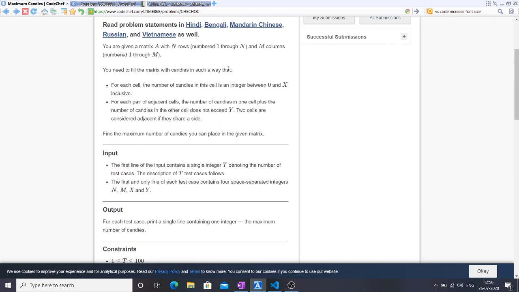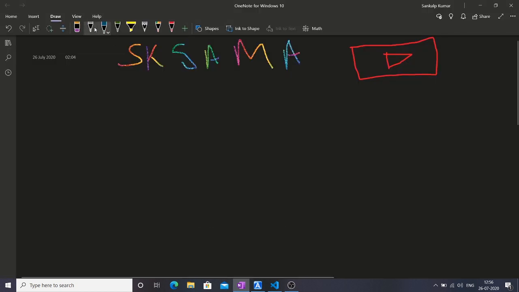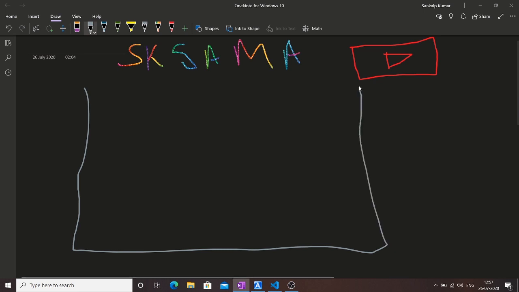You have already read the question, I am assuming. If not, please read it. So I'm going to explain what the question is and how it's going to work. We are assuming we are taking an n by m matrix.